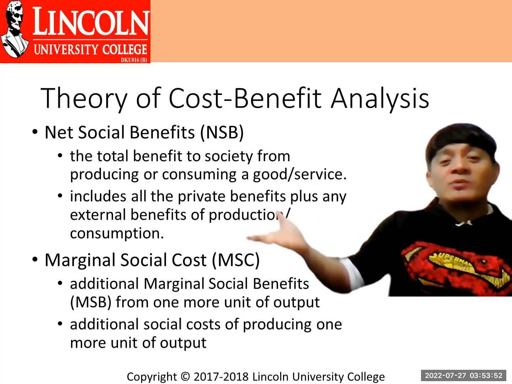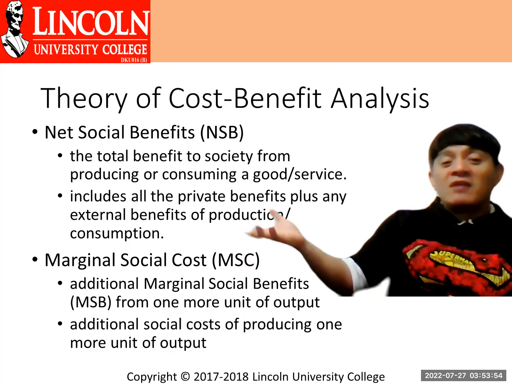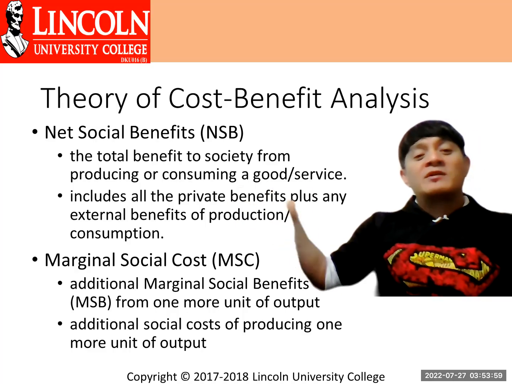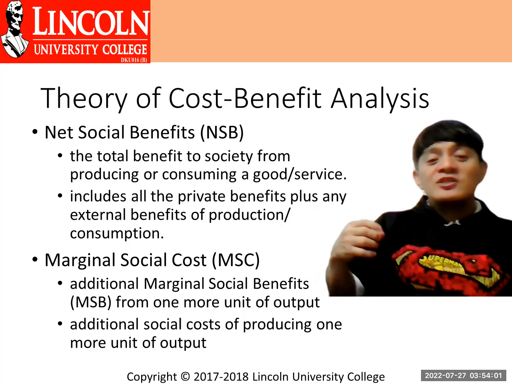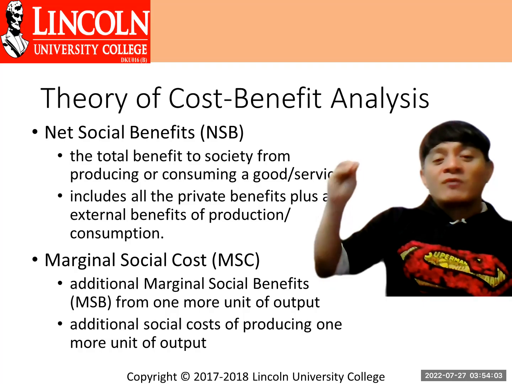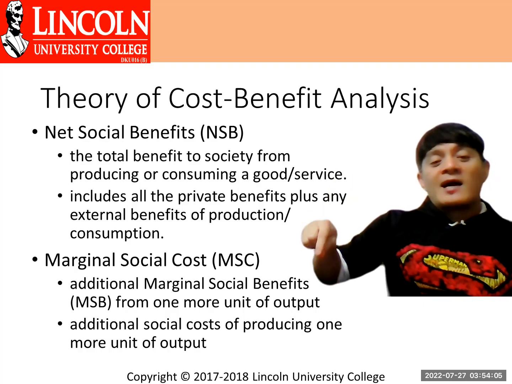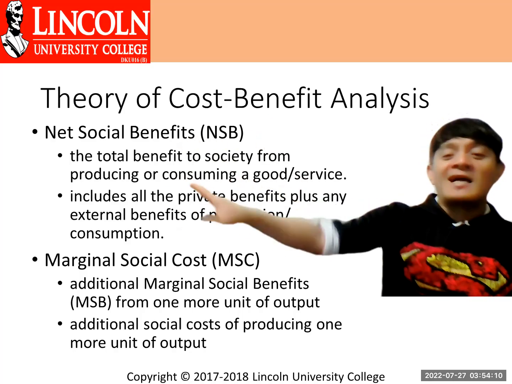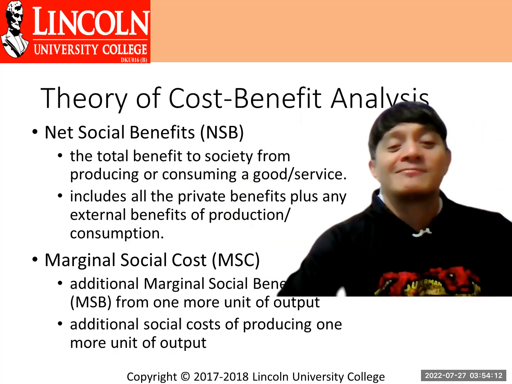Net social benefit, the net, includes all of it, all the private benefits plus any external benefits and production. While the marginal social cost is the additional social cost of producing one more unit of output. That's the marginal social cost.